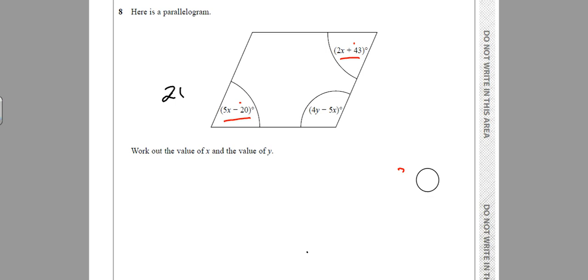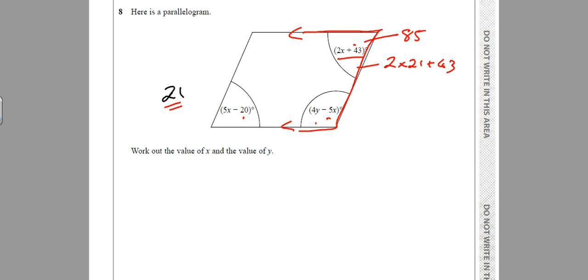Now the other thing that you need to know about a parallelogram, once we know that x is 21, is that these here are what we call allied angles, so they add up to 180. These two are allied angles because they're parallel. So in a parallelogram, these two have to add up to 180, or these two have to add up to 180. But rather than saying 2x plus 43, I know that x is 21. So 2 lots of 21 plus 43. 2 lots of 21 is 42, plus 43 is 85. So I know this angle here is 85 degrees.